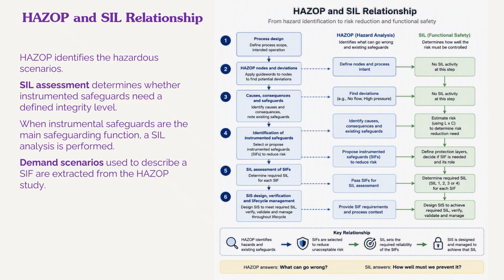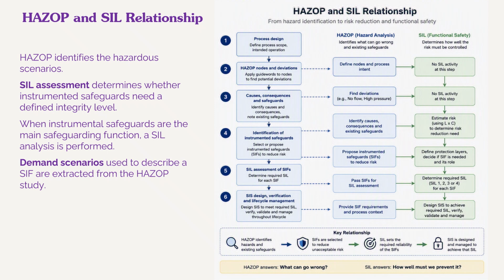HAZOP and SIL are complementary activities within the overall risk management process. The HAZOP study identifies hazardous scenarios, their causes, and their consequences. When the risk cannot be adequately controlled using existing safeguards, a safety instrumented function may be required. The SIL assessment then evaluates the risk and determines the reliability required for that function.